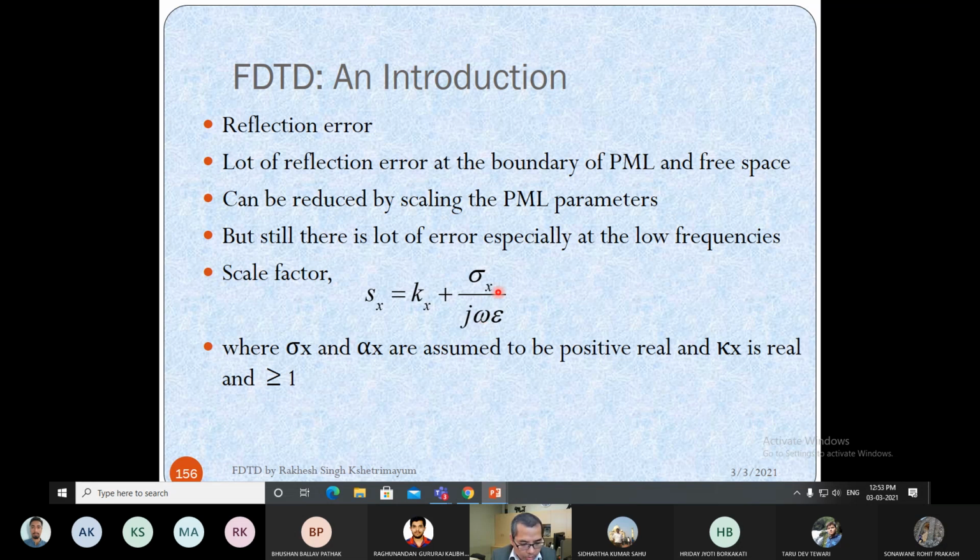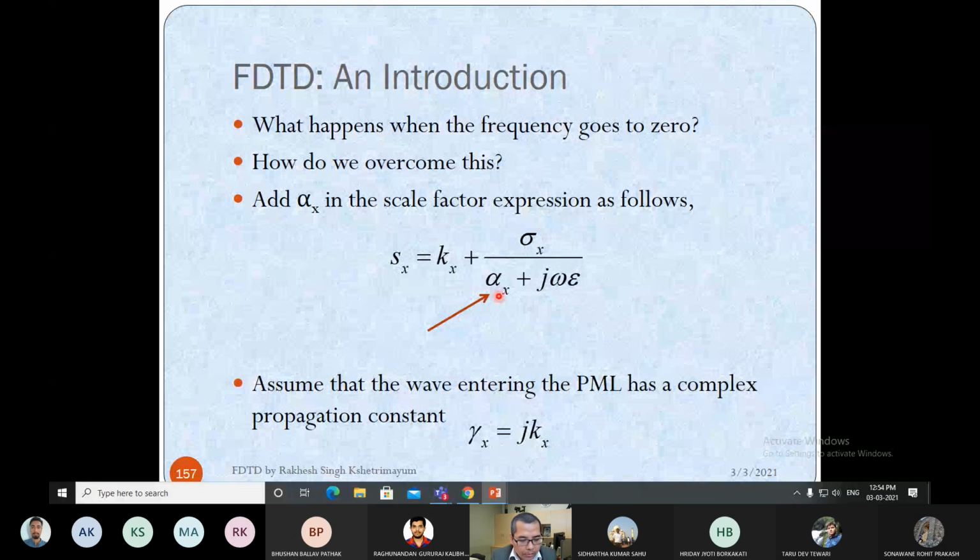When omega tends to 0, this term becomes infinite. So is there any way to overcome that? That is another PML we are going to discuss. The effect of the low frequency can be clearly observed by adding one extra term here, alpha x. Sx was Kx plus sigma x by j omega epsilon. So now we just add one extra term here, alpha x, which is a positive number.